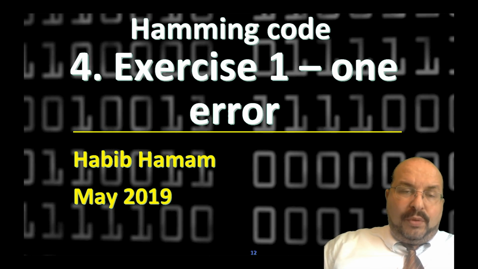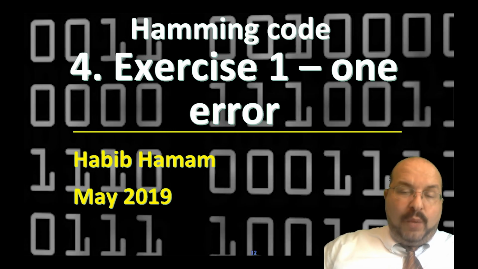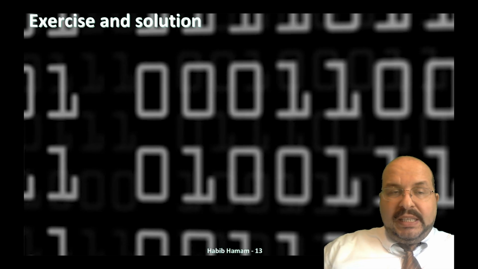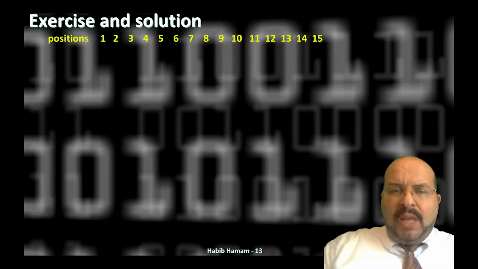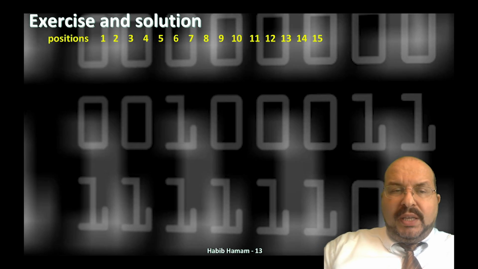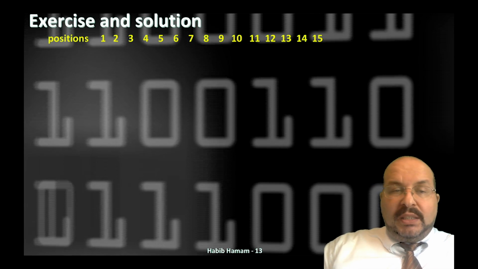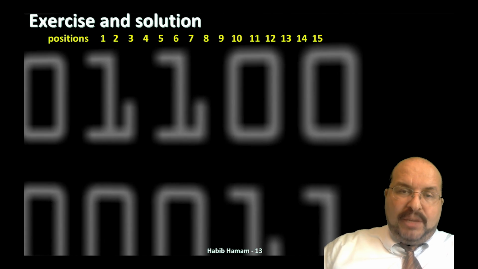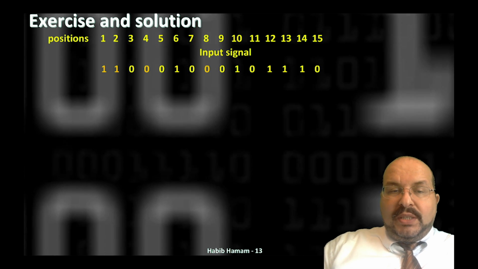Chapter number 4, exercise 1: we'll consider the case of one error. We saw an example in chapter number 3, and now we'll handle this exercise. We have the positions 1 to 15 because we have a bit sequence of 11 bits. We added 4 redundancy bits as we did in chapter number 3. Now our sequence is the following.